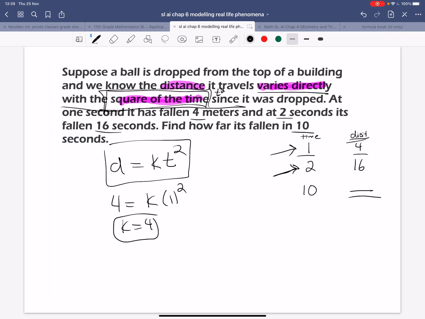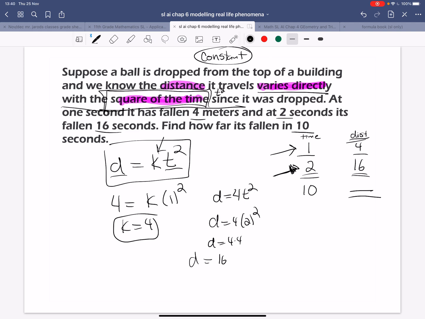Okay, we test it with this point right here to make sure that this is true. So in this problem, the distance and the time are changing, but this k, we call it a constant. Okay, so the distance equals 4t squared. Once you figure out what k is, through the rest of that problem, it's going to be that. So we test t to make sure that it gives us the distance of 16. So distance equals 4 times 2 squared. Distance equals 4 times 4, which is 16. So it does work out.